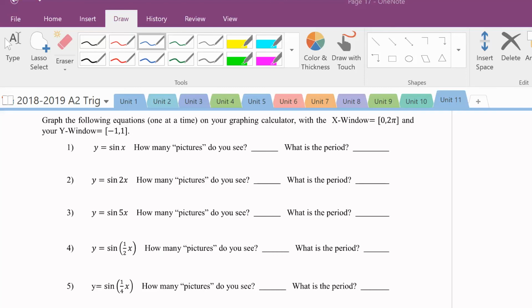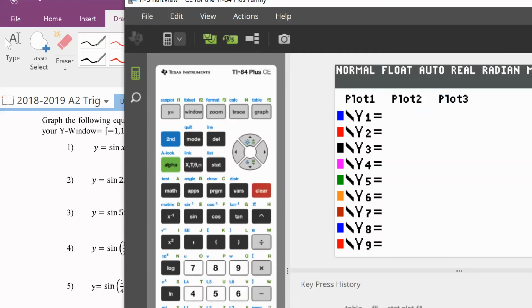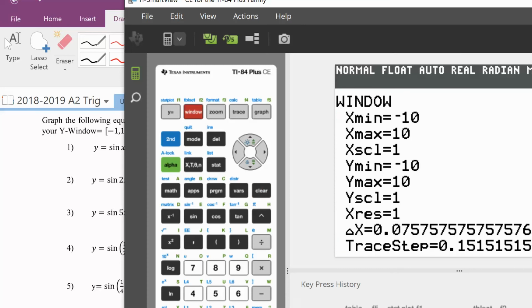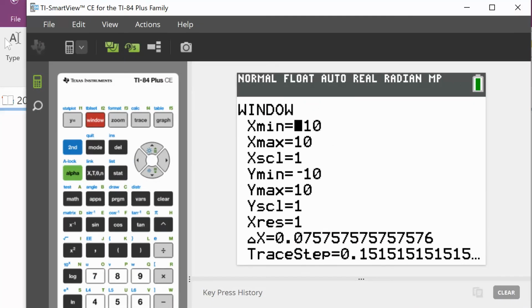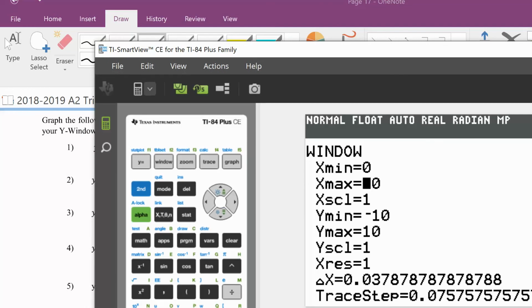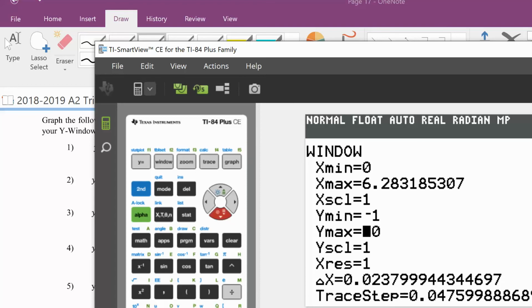So for the next part, you want to get out your graphing calculator and see what happens when you graph sine x. First of all, you have to go to the window and make the x window 0 to 2 pi. So you put 0 for the minimum, and then for the maximum, you put 2 and then the pi key, which is up here, a second function, pi. Don't worry about the scale. For the y minimum, you want to put negative 1, and the y maximum is 1.